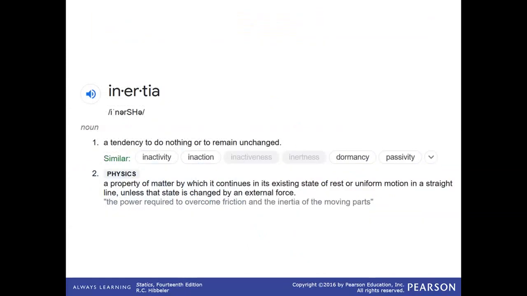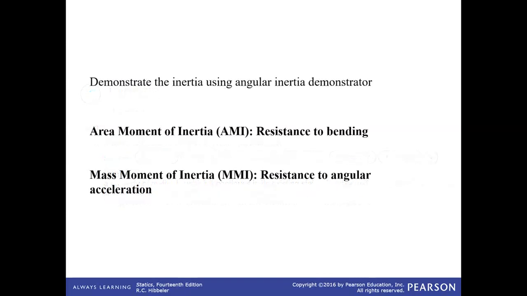So let's first understand the word inertia. What is inertia? Inertia is the tendency of a body to resist motion, or to resist bending, or to resist angular acceleration. Now for chapter 10, there are two types of moment of inertia that we study. One of them is called area moment of inertia, let's call this AMI, which is the resistance of a two-dimensional area to bending.